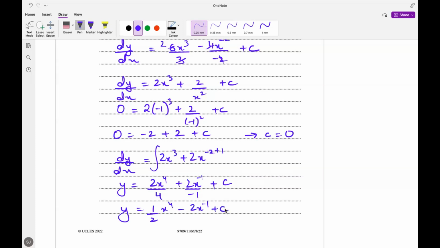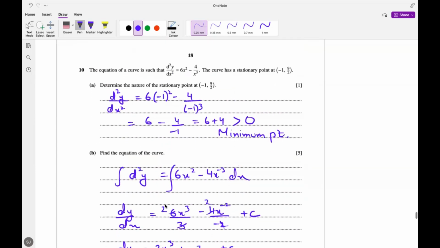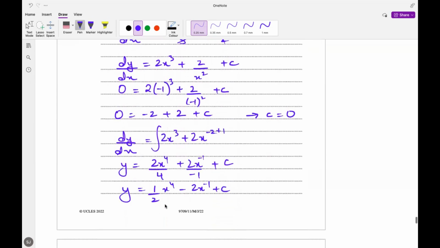Now to find the value of c, we'll substitute the point that was given, which was (-1, 9/2). So in place of y, we'll write 9 upon 2 equals 1 upon 2 into (-1) to the power 4 minus, so we can write x to the power minus 1 as 2 upon x and substitute minus 1 over here, plus c. Solving this, we'll get 9 upon 2 equals 1 upon 2. So (-1) to the power 4 will become a plus 1, and this will become a plus 2 plus c.